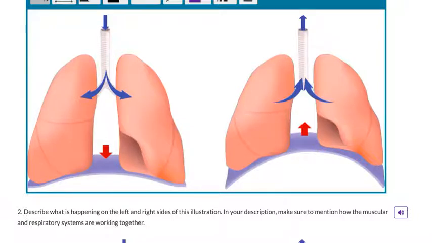And its job is to basically push and pull on the lungs. And so here it is contracted. Here you have a contracted diaphragm.